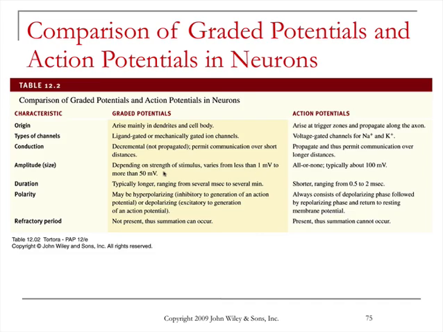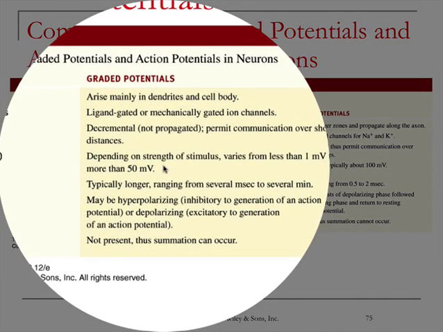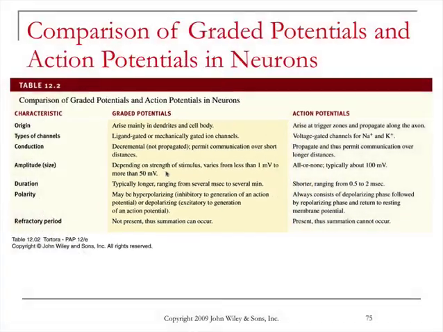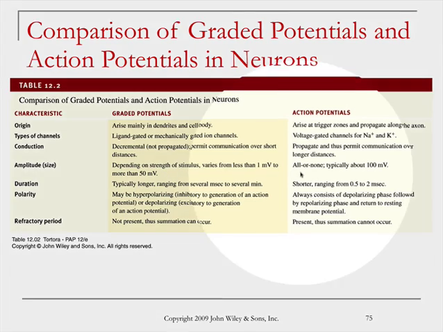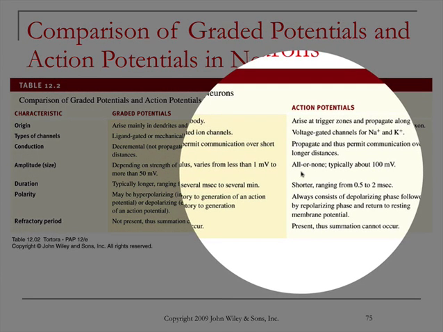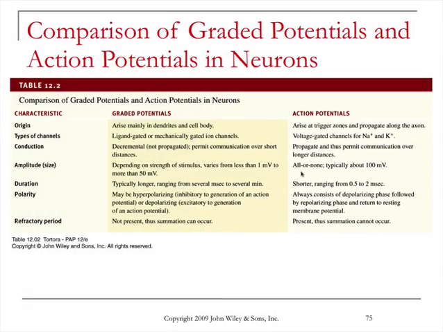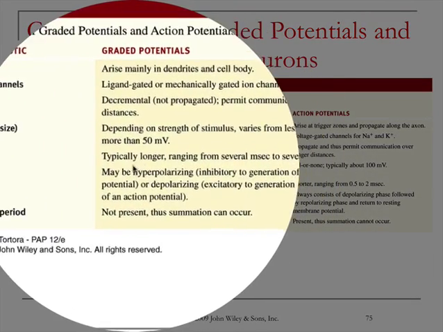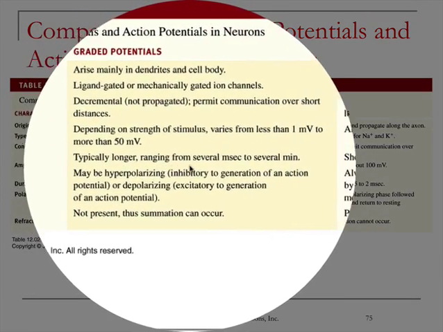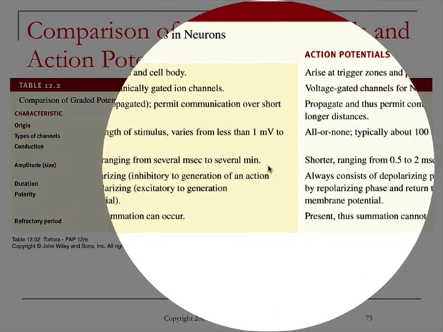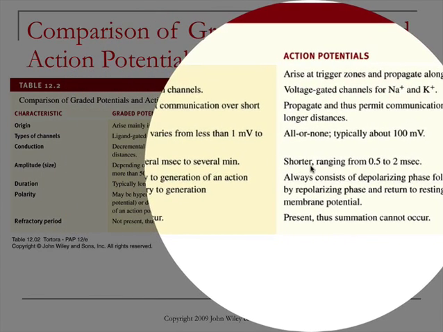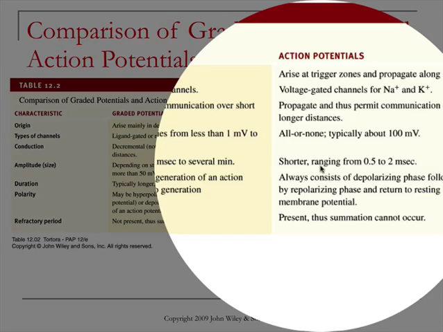The size of graded potentials will vary depending upon the strength of the stimulus. On the other hand, action potentials are all or none. There's not different sizes of action potentials. Graded potentials are typically longer, ranging from several milliseconds to several minutes, whereas action potentials are shorter, ranging from a half to 2 milliseconds.